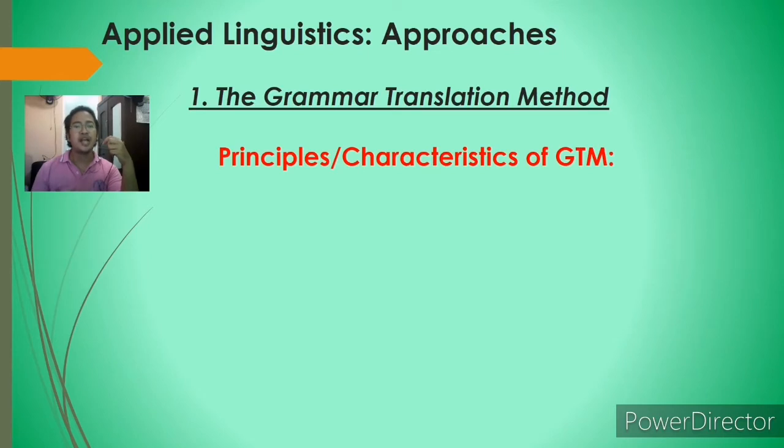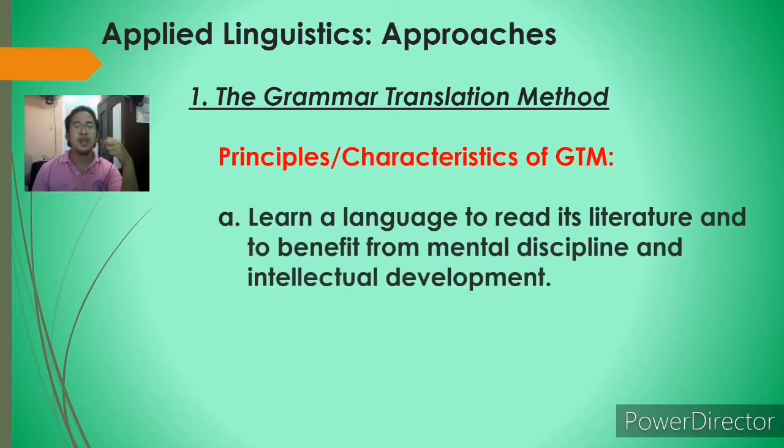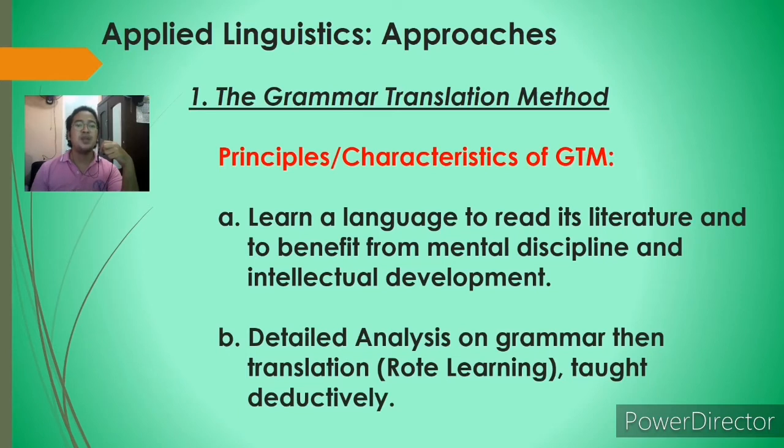Here are the principles or the characteristics of the grammar translation method. The goal of foreign language study is to learn a language in order to read its literature or in order to benefit from the mental discipline and intellectual development. Meaning, the grammar translation method approaches language study through a detailed analysis of its grammar rules, followed by translating sentences and texts into the target language. This view consists of merely memorizing rules and facts to understand the morphology and syntax. Hence, grammar is taught deductively by the presentation of rules then practiced through translation exercises.